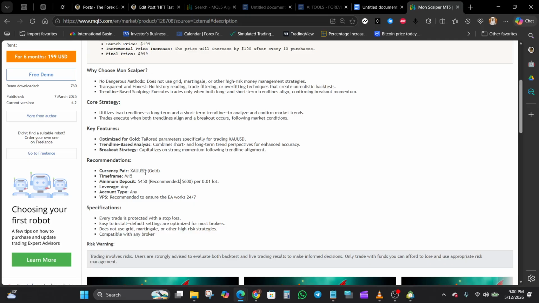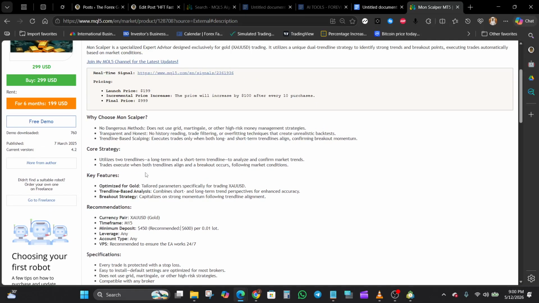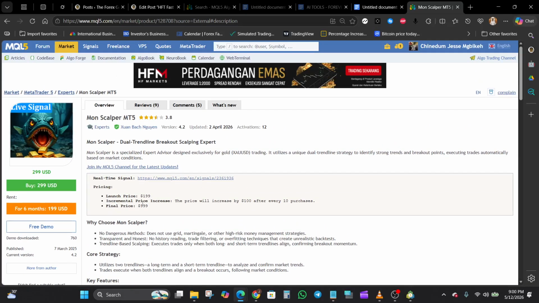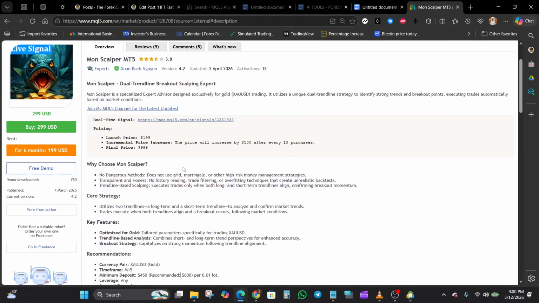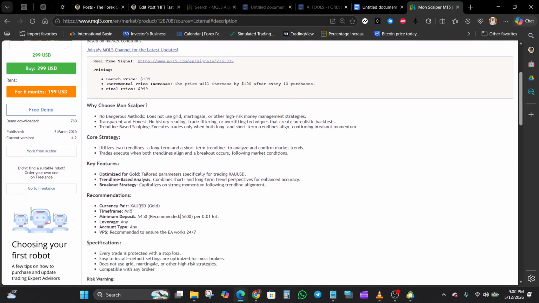Now, as we move into the historical backtesting and chart analysis section, this is where it becomes important to observe how the EA handled breakout conditions over time rather than focusing only on profit figures. So we are going to be testing the Mon Scalper EA on the recommended pair, which is gold, and on the recommended time frame, which is M15.